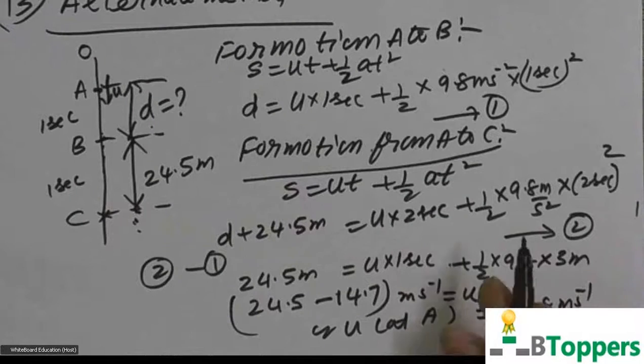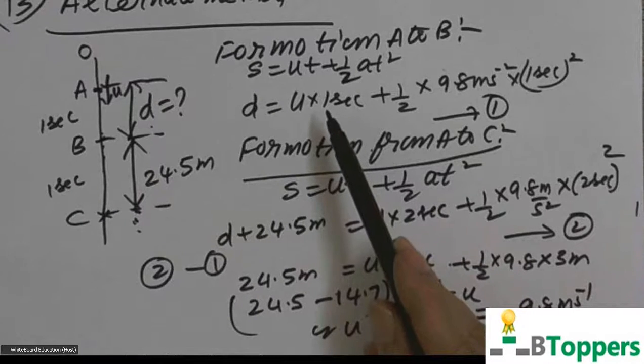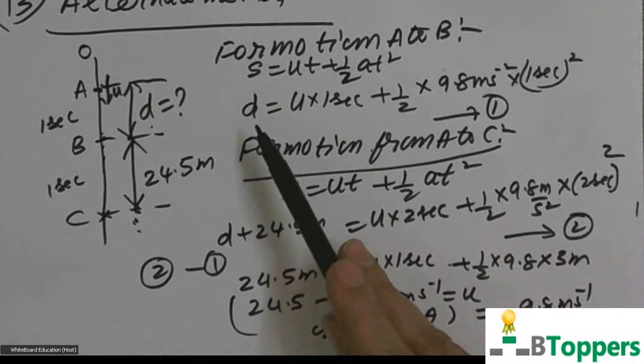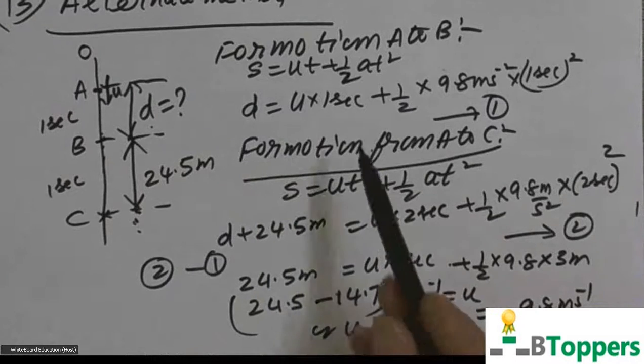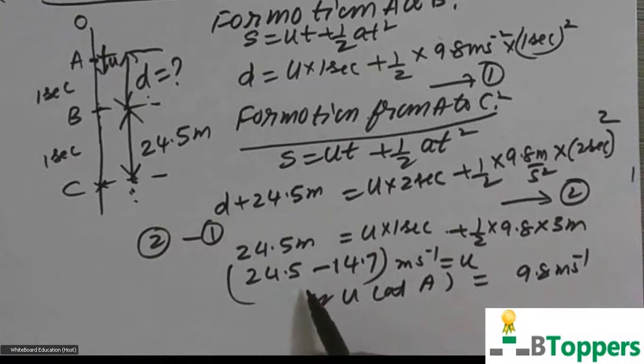So you substitute this value of u in the first equation to find d. You can substitute this value of u in equation 1 and find the value of d yourself, and try to complete the problem yourself. If you want to copy the solution of the problem, you can take a pause and copy it. You get the same answer which I have discussed by the previous method, that is 14.7 meters.